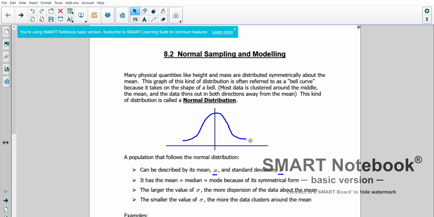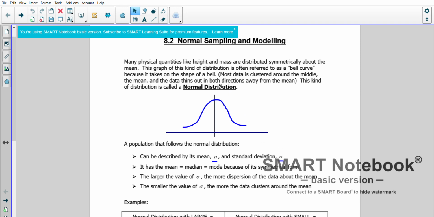So for some kind of bar graph, that would be easy, but if your graph takes the shape of something like this, a curve, it's going to be a lot harder. So we're going to learn how to do that. So basically, this is the normal distribution. And this kind of graph, this bell-like curve, is quite common.